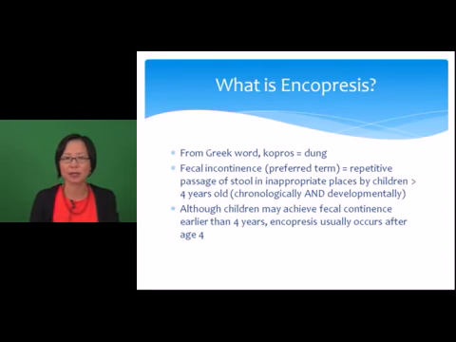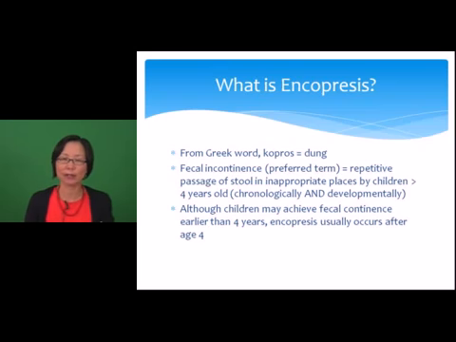So what is encopresis? This is also from a Greek word, kopros, which means dung. Fecal incontinence is actually the preferred term, and this means repetitive passage of stool in inappropriate places by children who are chronologically and developmentally greater than 4 years of age. Because although most children achieve fecal continence earlier than 4 years of age, the majority of them do by 4, unless they're developmentally delayed. Now, because of this, we don't consider it to be encopresis unless they are greater than the age of 4, because it could still be developmentally normal.